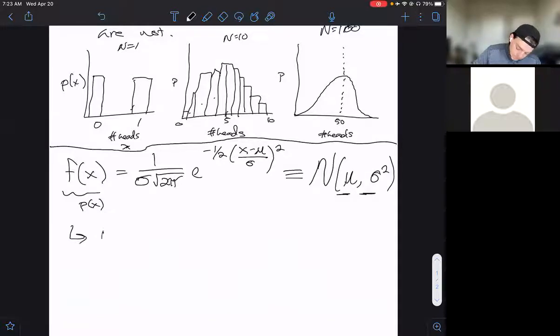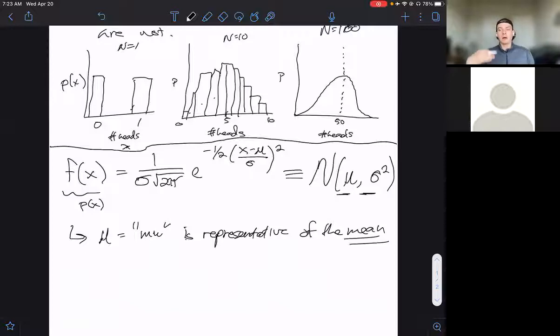Mu, which is this special looking u, it's called mu, is representative of the mean, the average outcome for your normal distribution. And so, for example, in n equals 100 trials, if you flip a coin 100 times, you would expect about 50 of them to be heads, 50 of them to be tails, because you had a half probability like before.